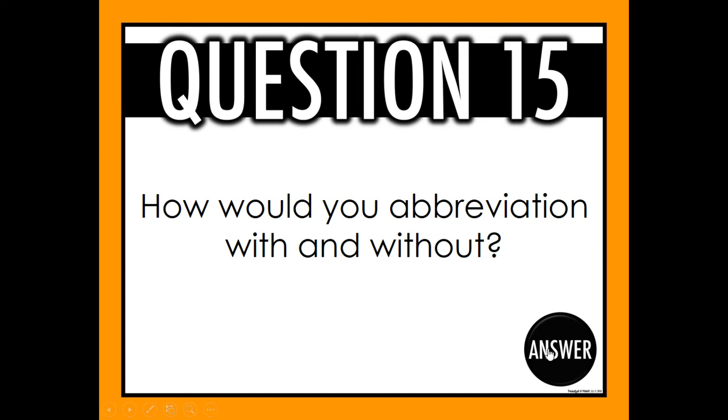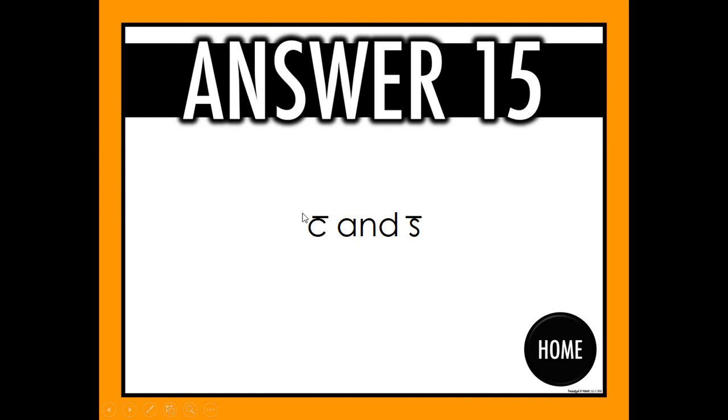Okay, let's look at our answers. With is a C with a line over it, and without is an S with a line over it. So with and without, C and S.